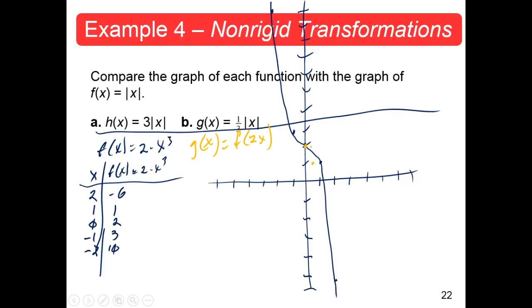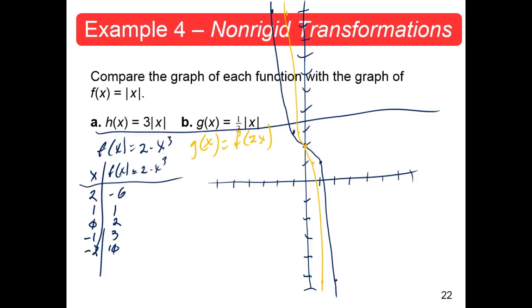The y value is the same, it's the x value that gets shrunk by 2. And this one gets shrunk. This one gets shrunk, and this one gets shrunk. So here is the g function, like that. A horizontal shrink. An accordion player. It squeezes it in.